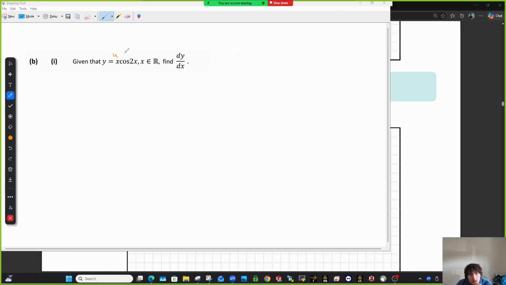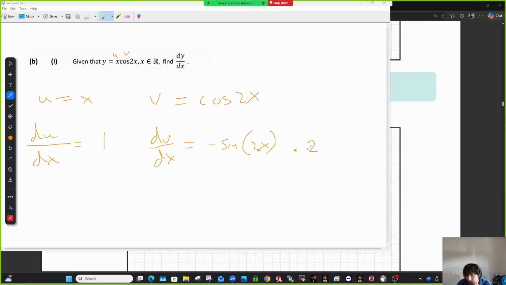So yeah, we're going to use a product rule here. We're going to go u is x, v is cos 2x. So du dx is going to be the number 1. For dv dx, the differential of cos is minus sine, right? The inside stays the exact same, and then we multiply by the derivative of the inside, which is 2. So what's inside here is 2x. It's like the onion: we do the outside first, cos becomes minus sine, keep the inside the same, and then multiply by the derivative of the inside.